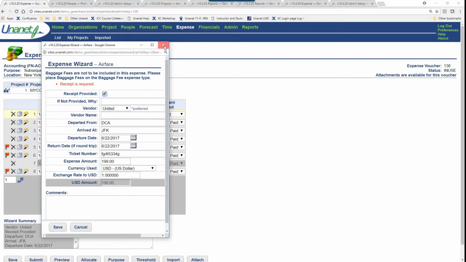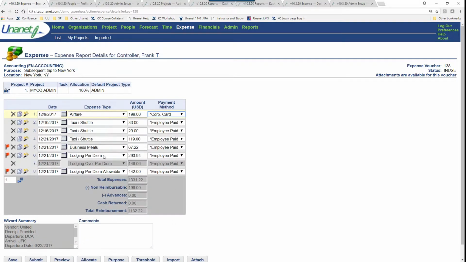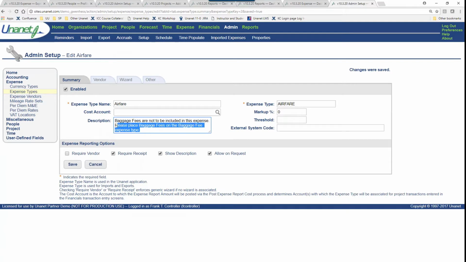So maybe you have someone who's utilizing different types of these lodging expense types. Add some descriptors onto there. Give them guidance, because you don't want people to be trying to figure out what they need when you can very easily give them the verbiage right on the screen for them to know what your intent is for them to follow.